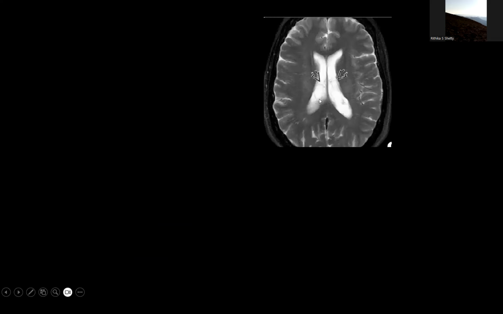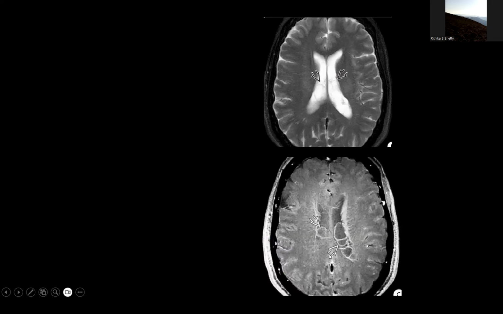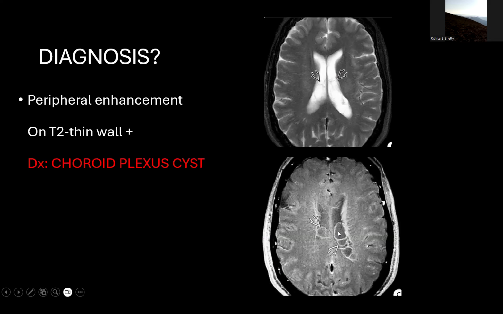Again, we can see a well-defined lesion in the body of the ventricle, and it has a thin cyst wall. On post-contrast, it is also showing enhancement. This is again the case of choroid plexus cyst only.